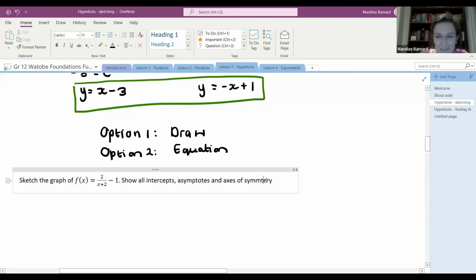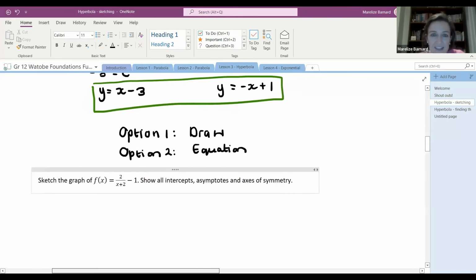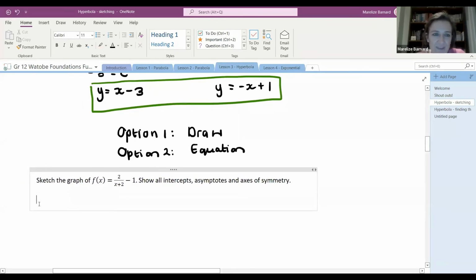Axis of symmetry. Okay, there you go. Okay, I'm gonna give people 5 minutes to draw this hyperbola.